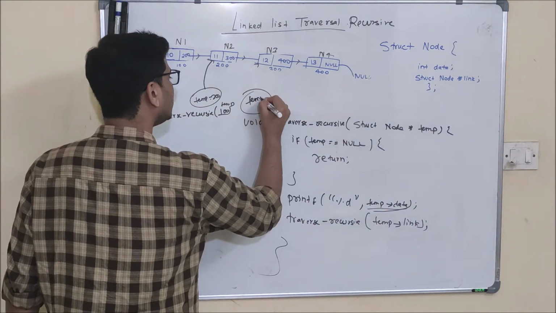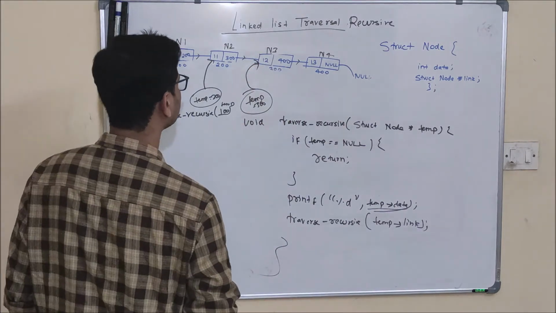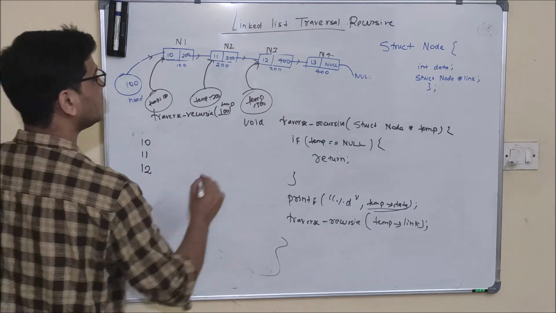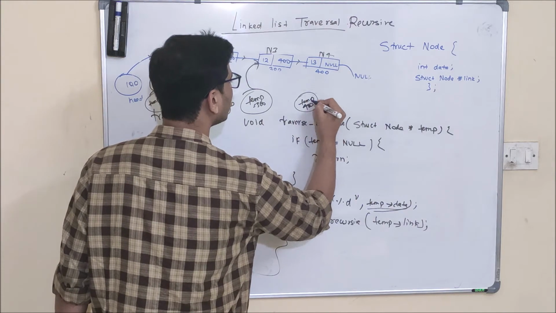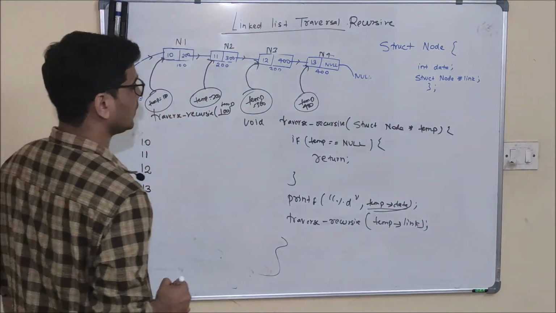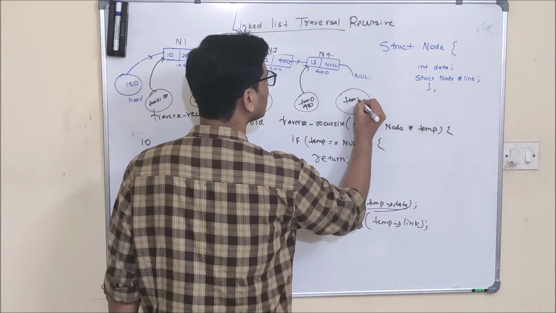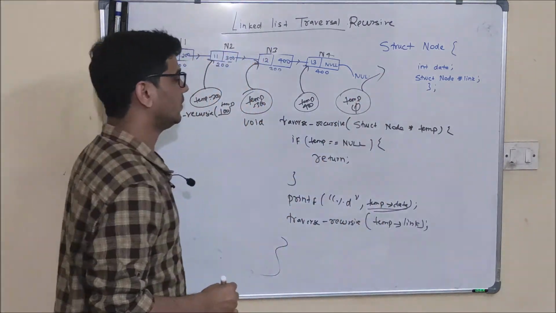Temp will contain 300 now, and it will point to node 3. So 12 will be printed, and in the next line, temp will be pointing to 400, and 13 will be printed. And what will happen in the next iteration? This is our temp. We will copy null in it, and it will be pointing to a null address.